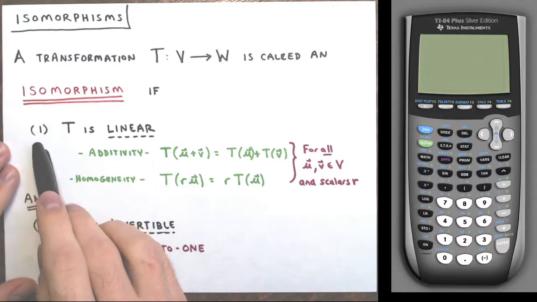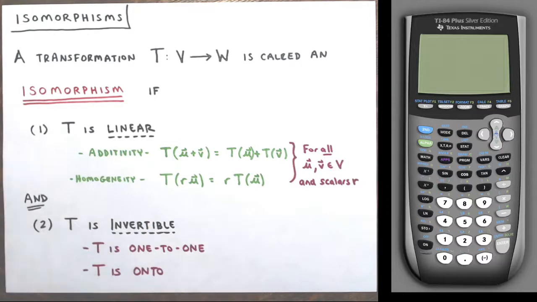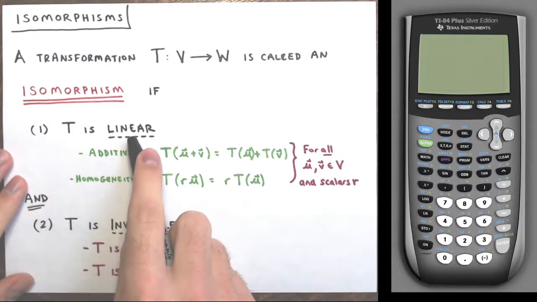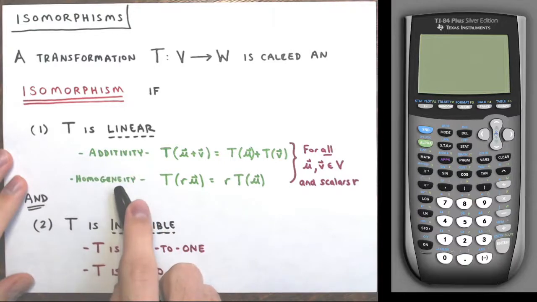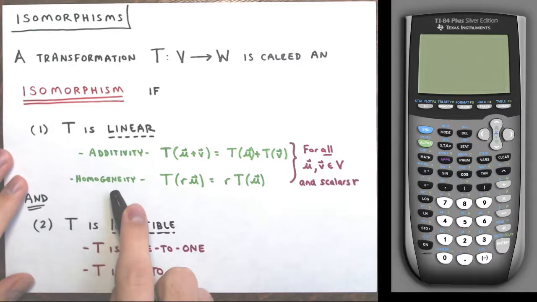Number one, T has to be a linear transformation or a matrix transformation. Remember, any matrix transformation was also a linear transformation and vice versa. And what did it mean for T to be linear? That meant that these two properties had to hold, the additivity property and the homogeneity property.